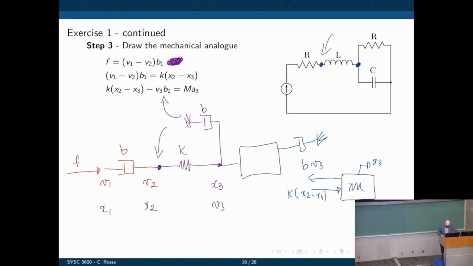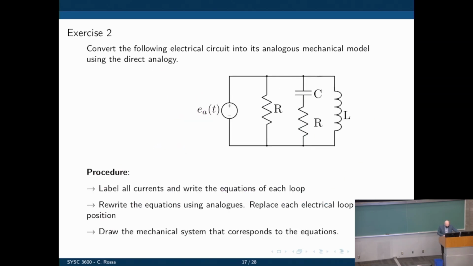Okay, let's do this one. It says, convert the following electrical circuit into its analogous mechanical model using the direct analogy. I like the direct analogy a lot better. To me, it makes a lot more sense than the indirect analogy. It is more tangible. But this one indeed works better with the direct analogy.